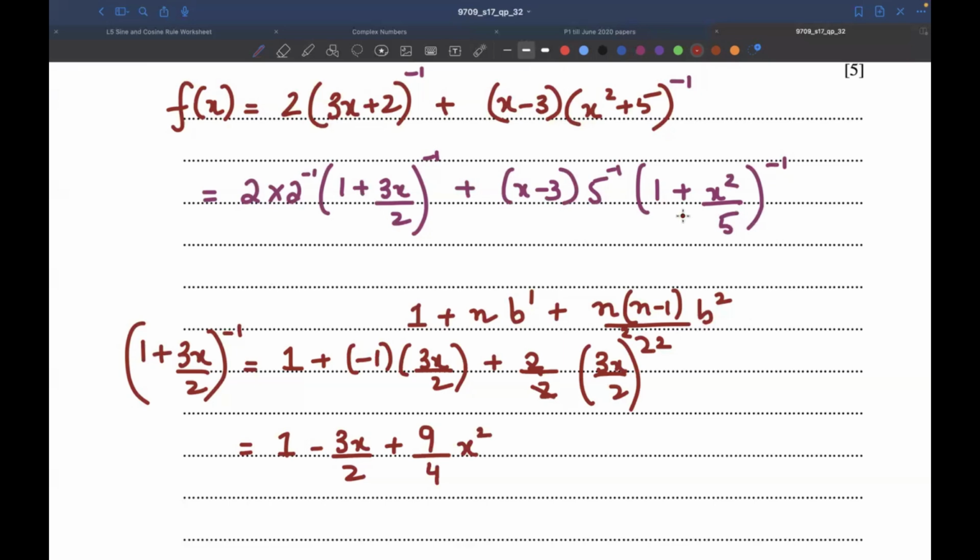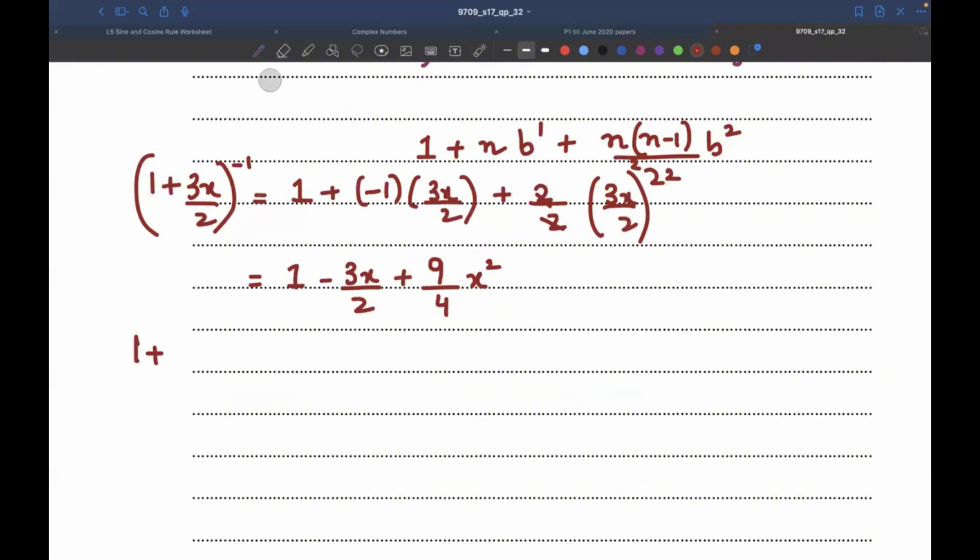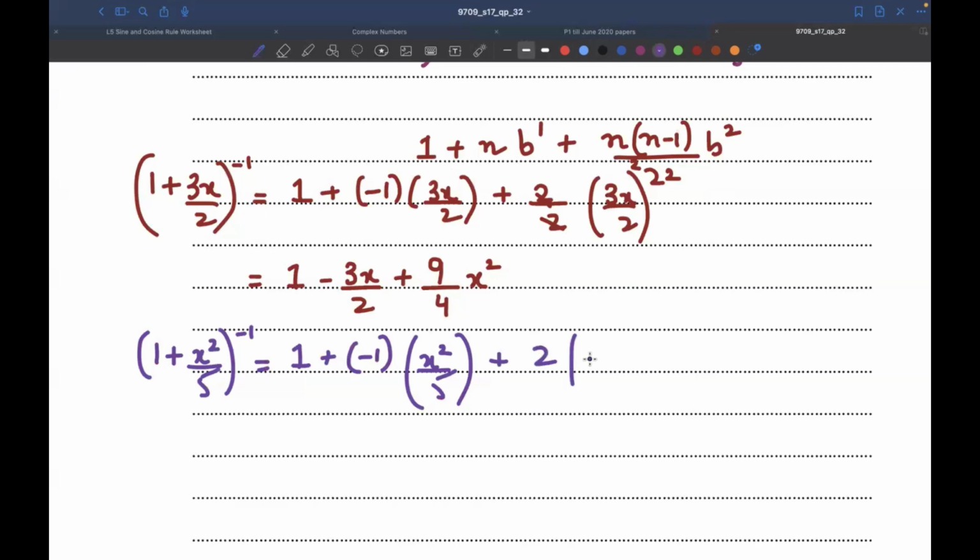Now expanding 1 plus x square upon 5, we'll get 1 plus... let's use a different color over here. Okay. So 1 plus x square upon 5 to the power of -1. So this will become 1 plus again -1, and in place of b we'll have x square upon 5, plus nC2, that will become again -1 into -2, that is 2 into b squared. So b squared will become x square upon 5 to the power whole square.